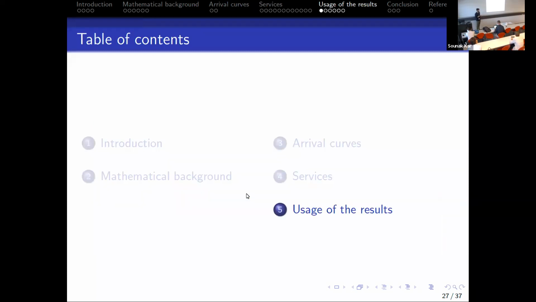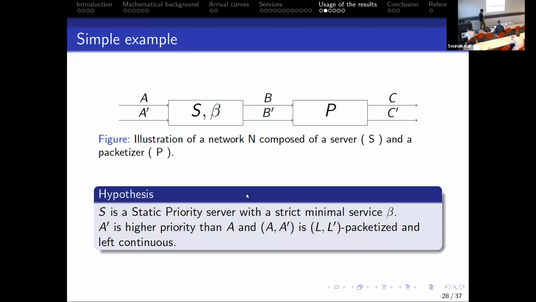So to illustrate the usage of the results, we can take this simple example. This is a network composed of a server S, which is a static priority server with a strict minimal service beta, and P a packetizer. We assume that A prime is higher priority than A, and they are left continuous, and L prime packetizer it. So we want to analyze the flow AC.